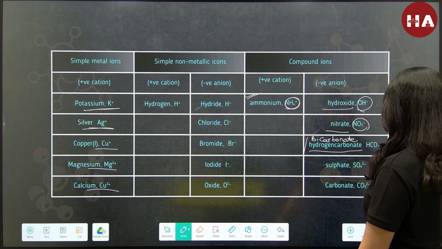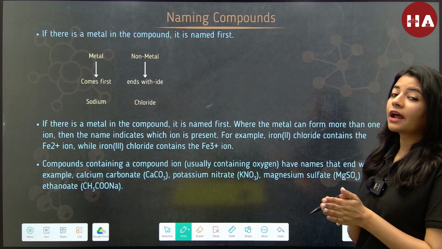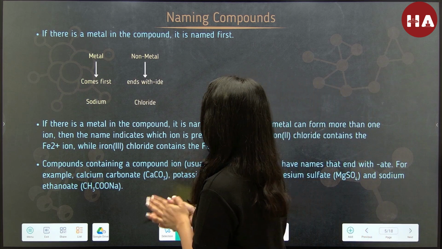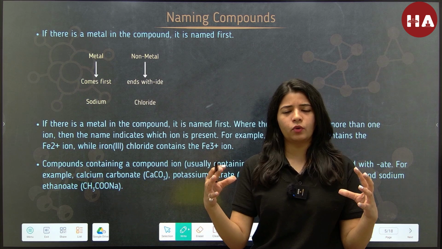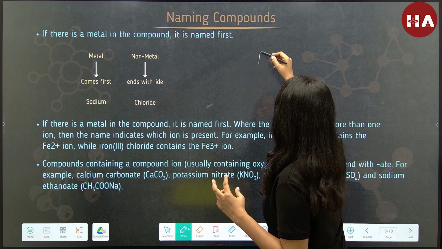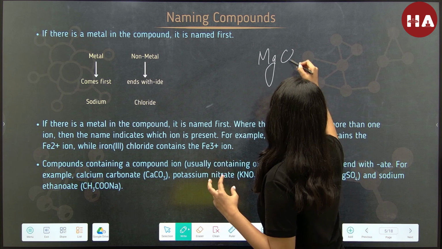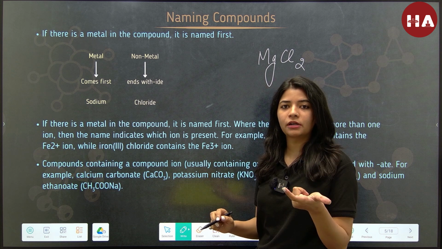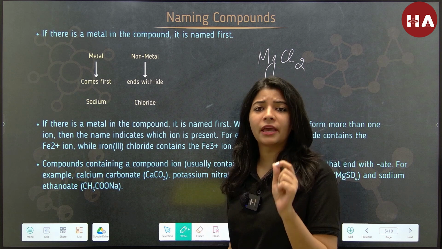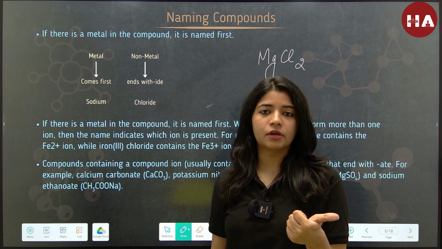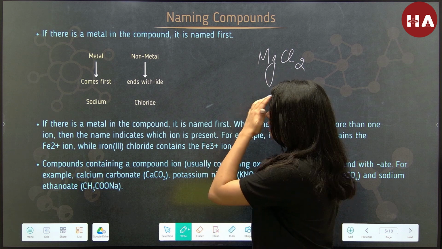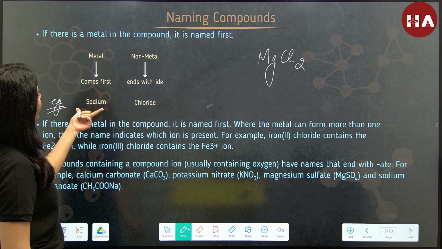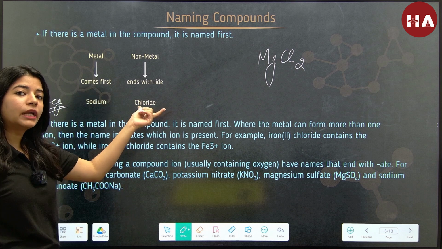Now let's move on. So let's understand how we name these compounds. First and foremost, if you have a compound, for example MgCl2, where a metal is present and a non-metal is present, then you will always mention the metal name first in the compound name. For example, here sodium chloride you can see. Sodium will be written first and then chloride will be written.